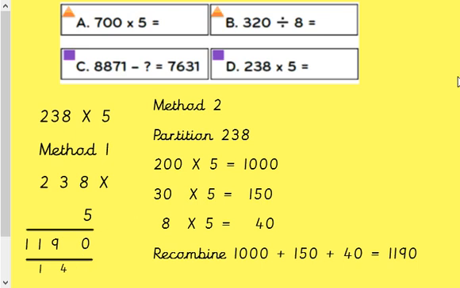Second method, we could partition, as I always suggest is a good idea. So 238 partitioned would be 200 and 30 and 8, and we need to multiply each of those by 5. So 200 times 5 would be 1,000, or 5 times 200. 30 times 5 would be 150. And then 8 times 5 would be 40. And if we then recombine the numbers, we end up with 1,190, which matches our abstract answer from over here.